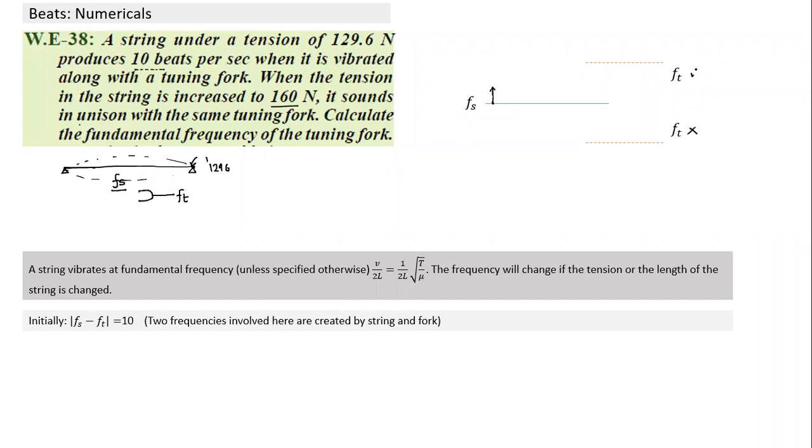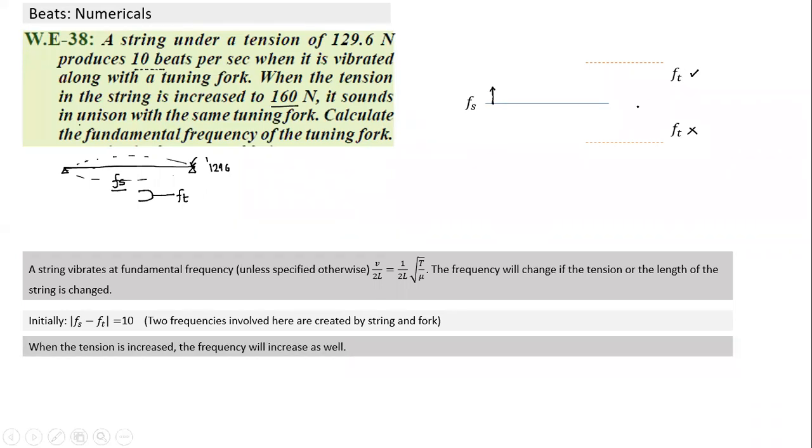This first part you have to understand. The beat frequency can become 0 only if the initial tuning fork frequency was higher. That's what you have to understand. When tension is increased, frequency will increase as well, and if both become equal, that is what has happened. I hope you have observed. When we increase the tension gradually, both have become equal. This is the case only when it will happen. So this is the case here.